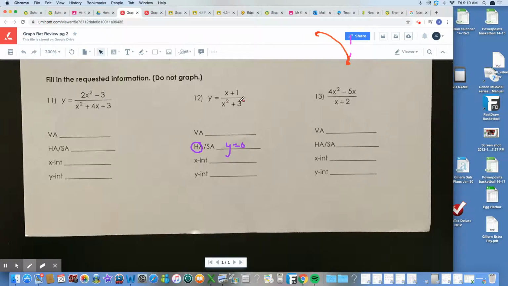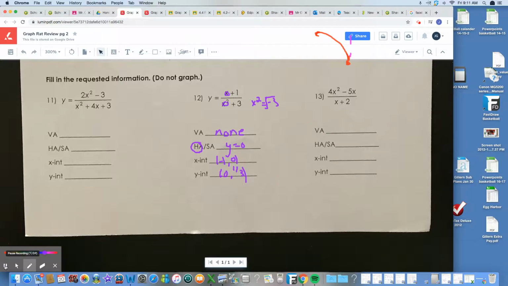Vertical asymptote. If I set this equal to 0, I would get x squared equals -3. I would get a square root of a -3, which is imaginary. So there are no vertical asymptotes. X-intercept, you set the top equal to 0, which is -1, comma, 0. Make sure you raise a point. Y-intercept, 0 here, 0 here. You get 1/3, so it's 0, comma, 1/3. That's all you have to do for those problems, is follow your steps. No graphing needed.